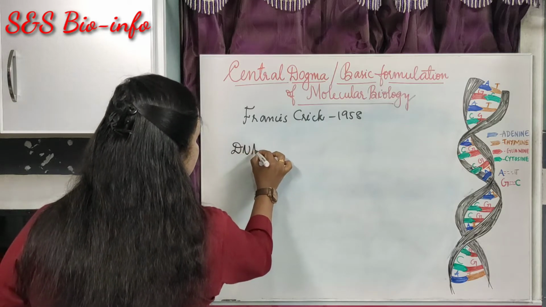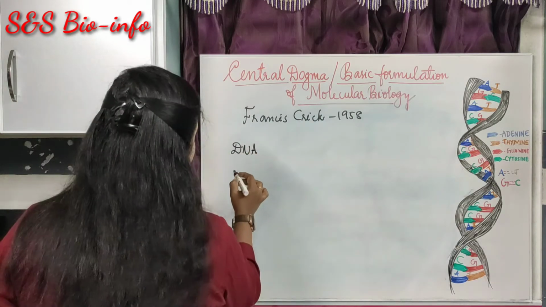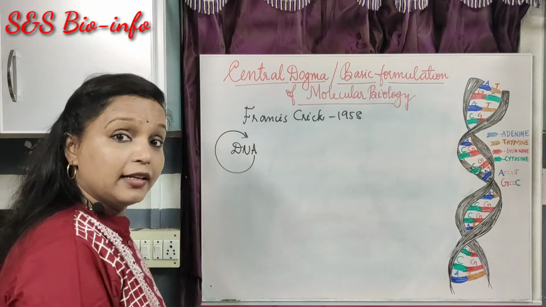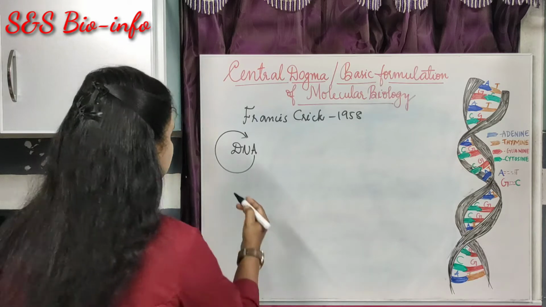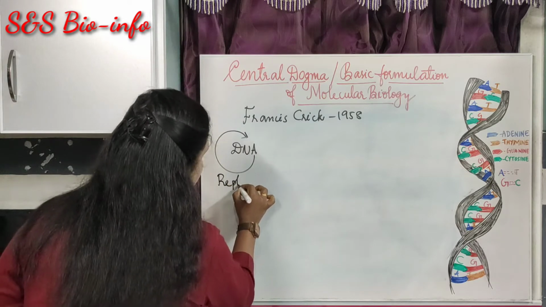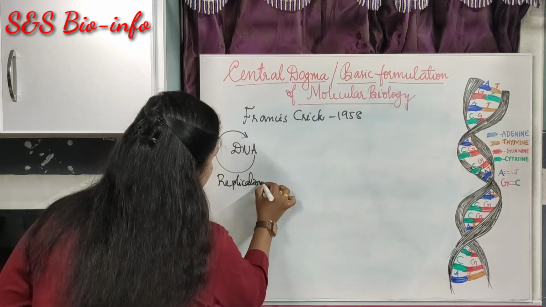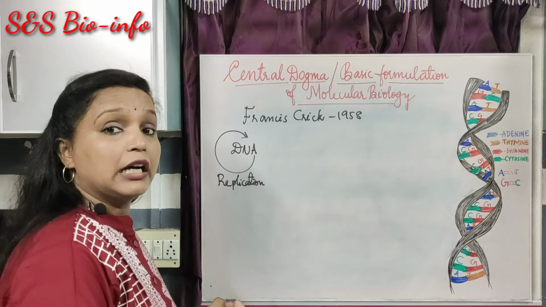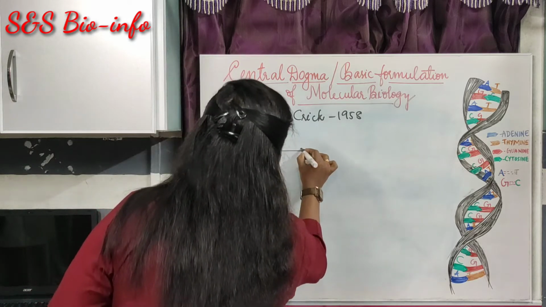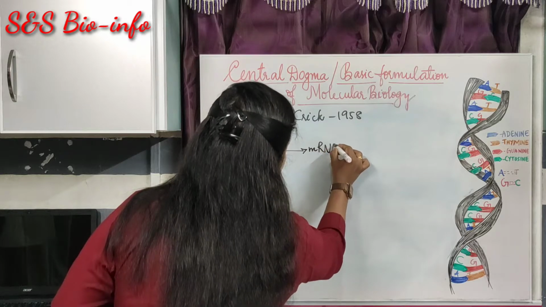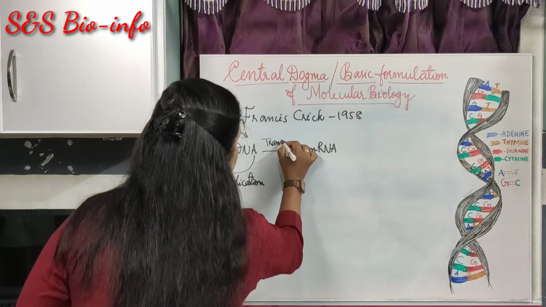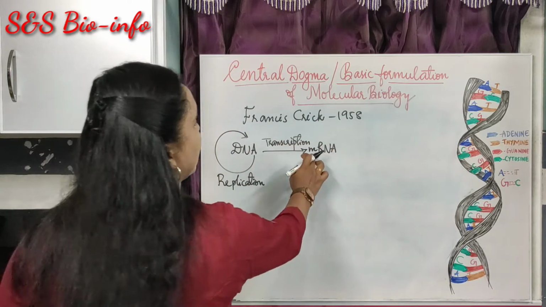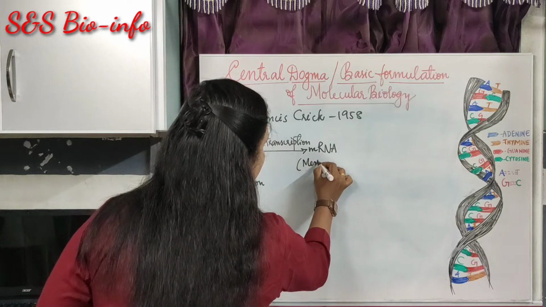DNA is the master copy of information and it is able to duplicate or replicate, it is able to produce its copy. So, replication. And this DNA helps in the production of a corresponding mRNA by a process called transcription. Okay, this mRNA is the messenger RNA.